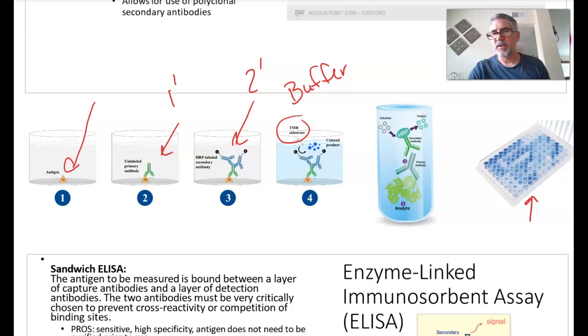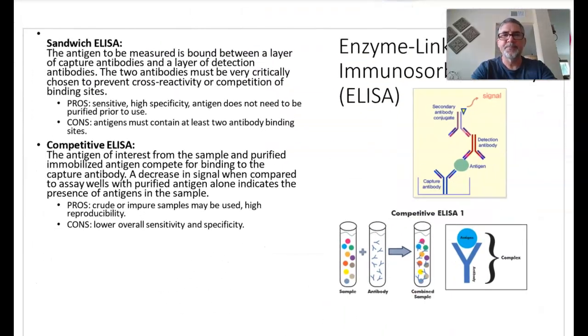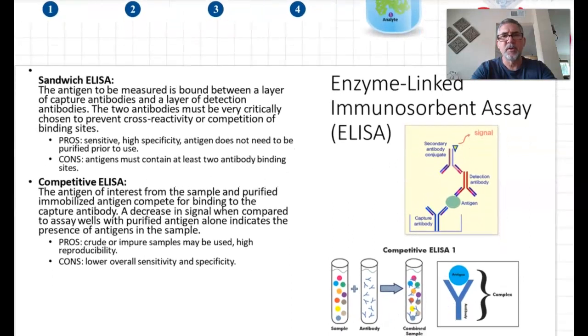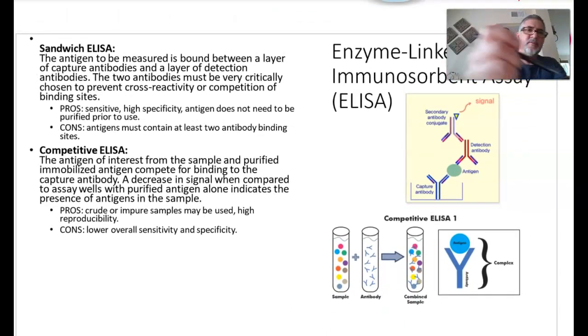If you look at the wells here, if it has a darker blue, it's a greater positive. A lighter blue is a lesser positive. So it gives you that colorimetric quality. All right, and that's what we were going to do, indirect ELISA. Indirect ELISA is good, but we also have what's called sandwich ELISA. This is probably the most common one used to detect diseases and stuff like that.